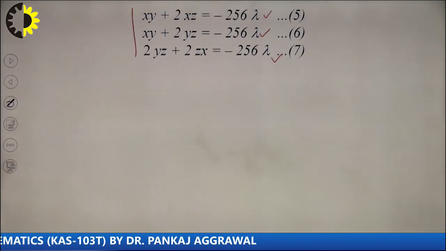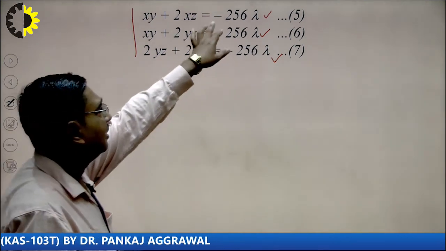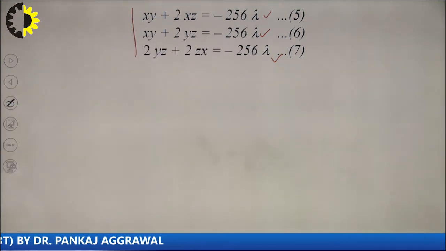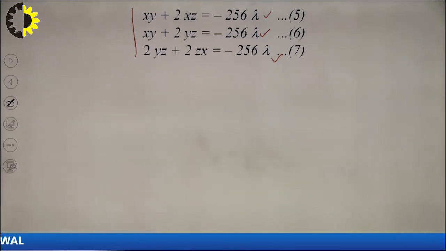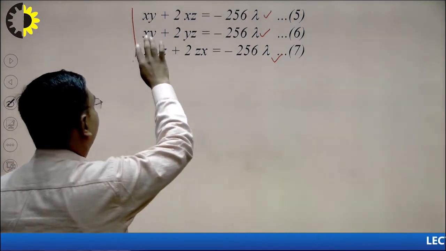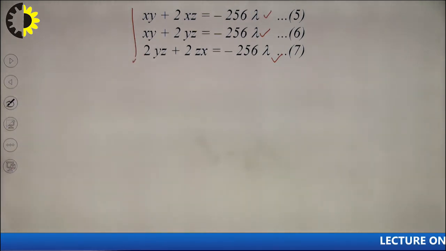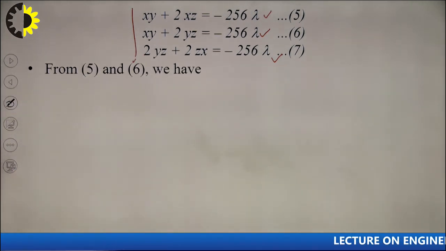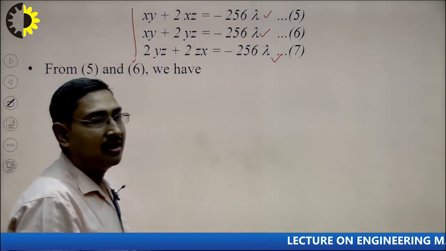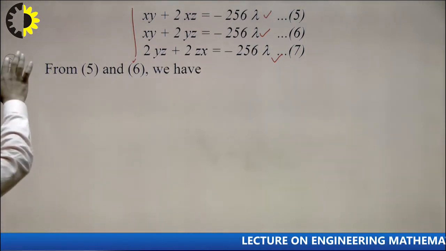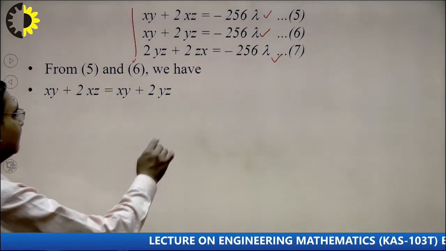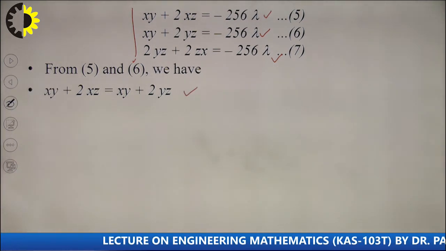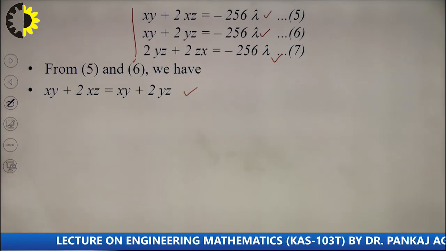From one equation, I calculated minus 256 lambda as xy plus 2xz. From the second equation, I calculated it as xy plus 2yz, and from the third, I calculated it as 2yz plus 2zx. Now, these values will be equated. Equating values from 5 and 6, I get xy plus 2xz is equal to xy plus 2yz.